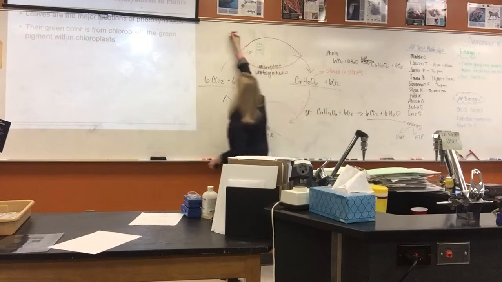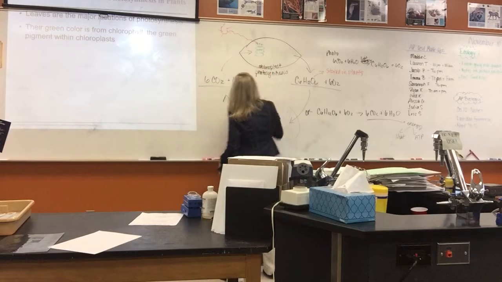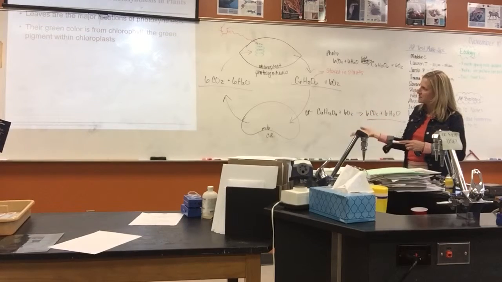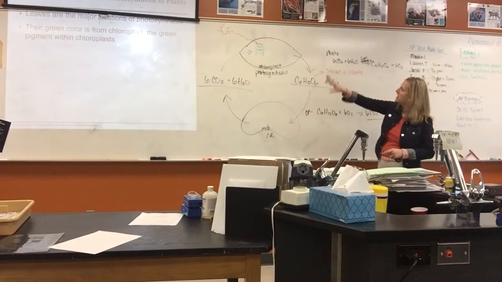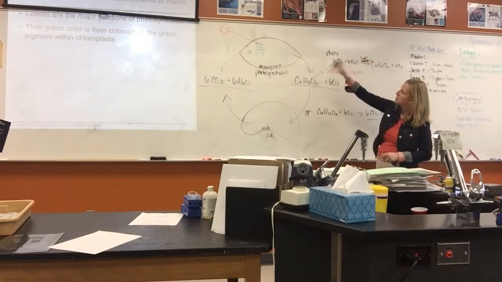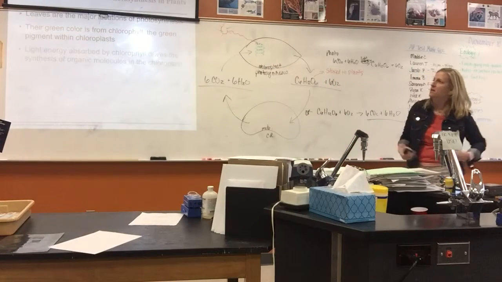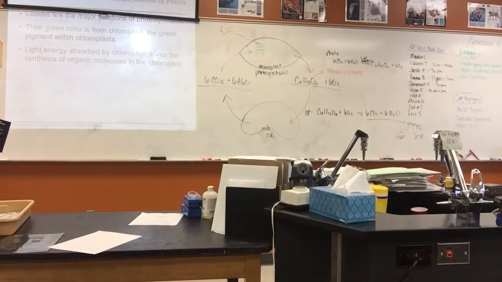So when the light shines down on the leaf, it goes into the leaves, it goes into the cell, and is absorbed by the pigments in the chloroplast of the cell. That's what chlorophyll does. It's the main photosynthetic pigment to absorb the light. So the light energy gets into the plant and gets to the chloroplast with the help of these pigments. Light energy absorbed by chlorophyll drives the synthesis of organic molecules, that's glucose, in the chloroplast. So we're going to use that light energy to help make the glucose.